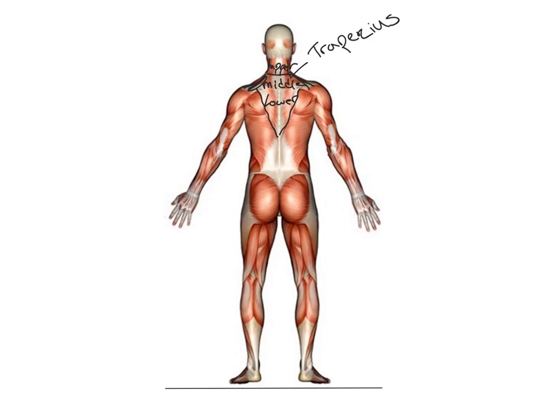trapezius. On the anterior side, we have the deltoid. However, since we're on the posterior side, we would call this the posterior deltoid. On the posterior side of the arm, we have the tricep brachii. And then on the top of the arm here, we can see the brachioradialis again.